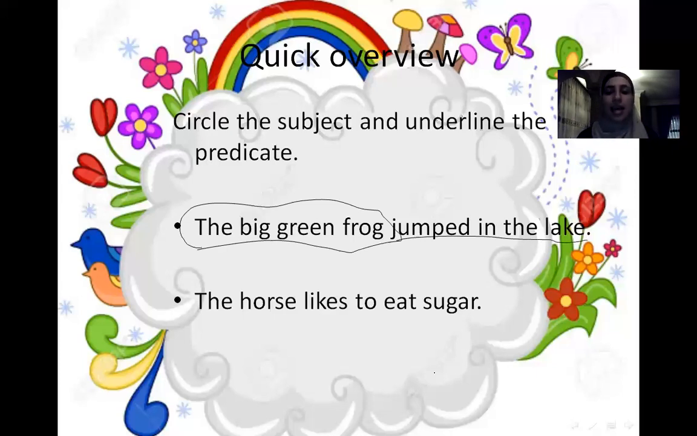Now, the horse likes to eat sugar. You have to ask for the subject by who. Who likes to eat sugar? The horse likes to eat sugar. Well done. What does the horse do? He likes to eat sugar. So this is the predicate. Here is the verb. The verb is jump. It's the verb and all of the words after the verb. That is the predicate. Here is the verb likes. And here the predicate is the verb and all the words after the verb. Okay?